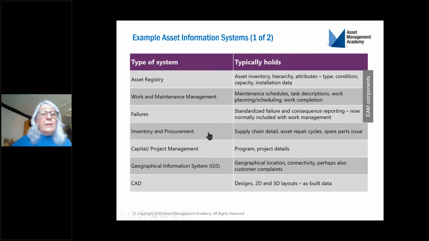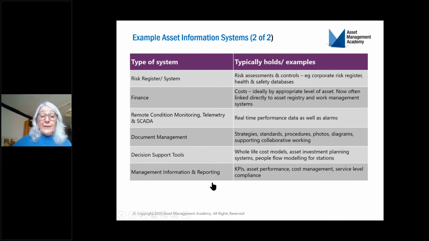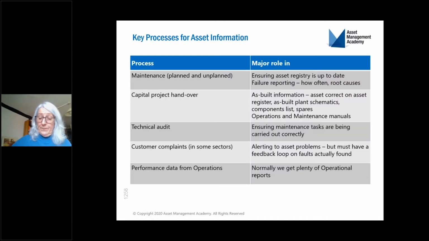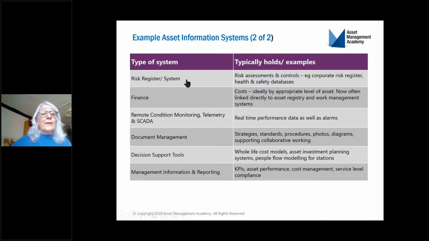Obviously, inventory and procurement need IT systems. We increasingly use project management for capital systems, capital projects, which keep the details of programs and projects. Geographical information systems, absolutely invaluable for distribution with a lot of distributed assets, is essentially a mapping system which captures all assets, where they are and where they are in relationship to each other, and perhaps design systems. And then a few more systems.